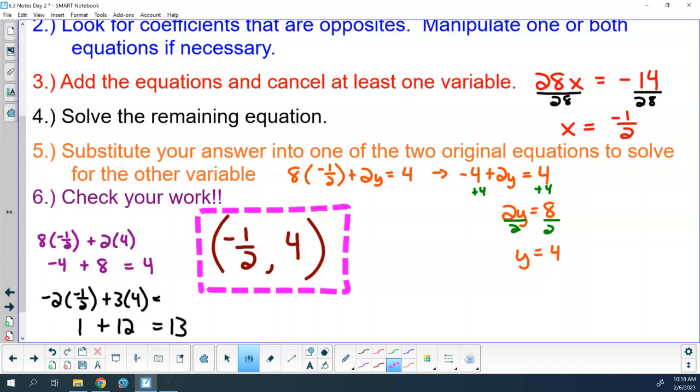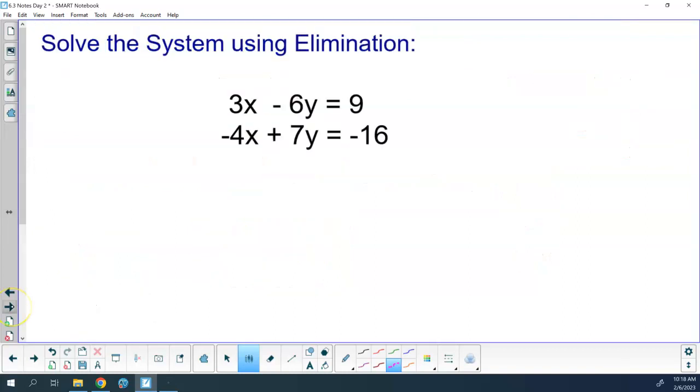Huh? Now do we remember? Sometimes we just got to open up our brains a little bit more. Solve that one using elimination.